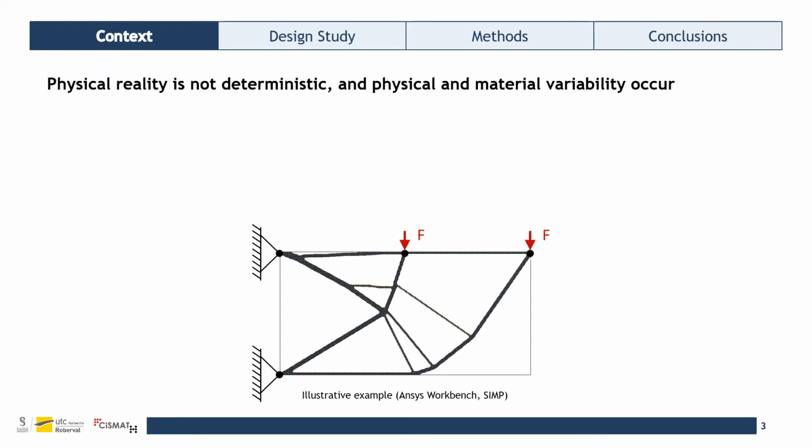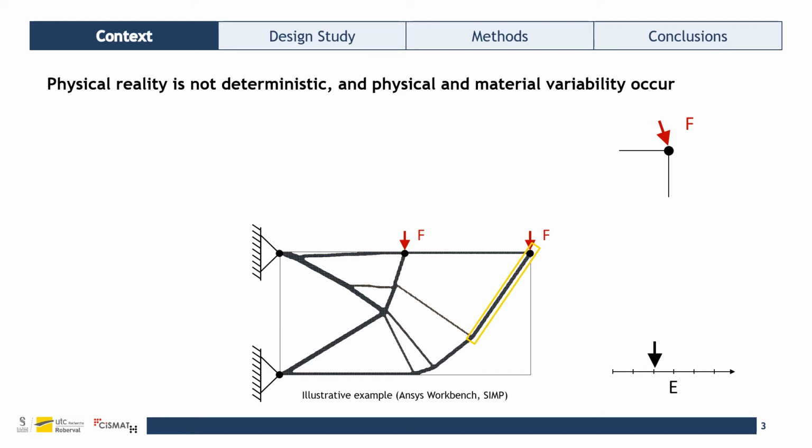Unfortunately, the physical world is not deterministic, and physical and material variability may occur. A physical variability may be the load on the structure. Instead of acting only in the vertical direction, the force could sometimes act at an angle. Or material variability. Then, for instance, the Young's modulus may locally be lower than the determined Young's modulus of the material.